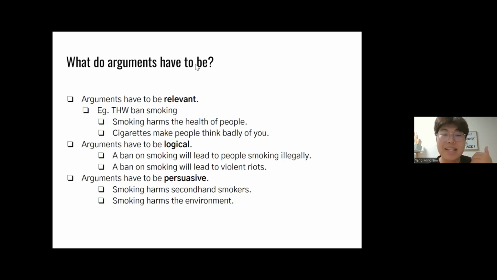So when you have arguments like you harming secondhand smokers and you harming the environment, what this means is that often you have to paint a certain picture to prove that harming secondhand smokers is a very big deal.